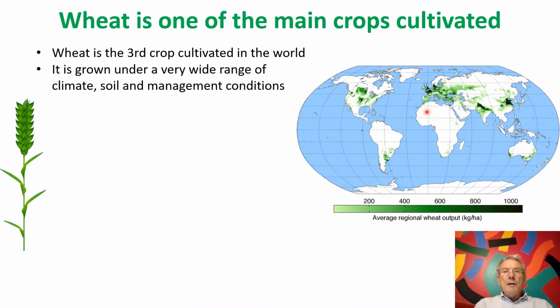Wheat is one of the main crops cultivated. It is the third crop cultivated in the world. It is grown under a very wide range of climate, soil, and management conditions.